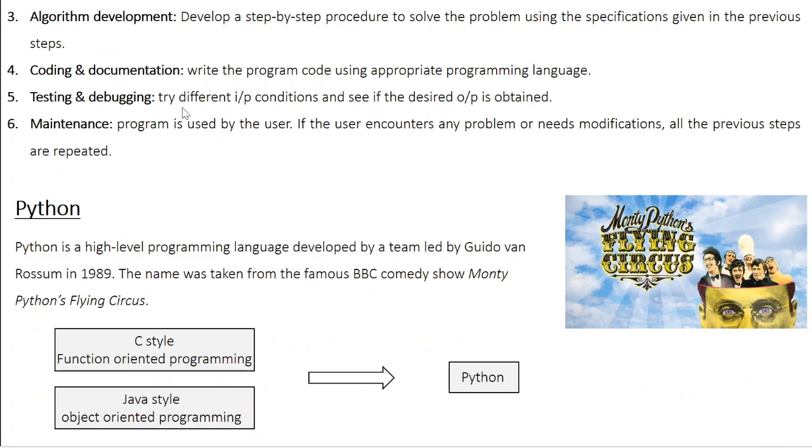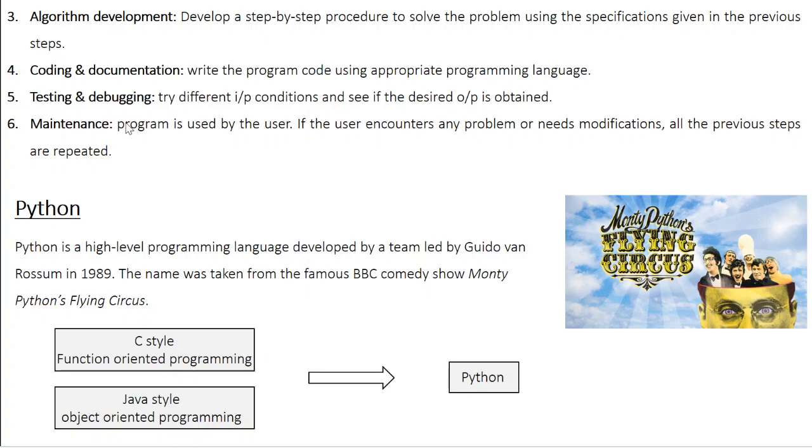Now the third step is the algorithm development. Here you develop a step-by-step procedure to solve the problem using the specifications given in the previous two steps. Next is coding and documentation. Here you actually write the program code using an appropriate programming language. Most likely you will use a high-level language like C, C++, Java, .NET, or even Python.